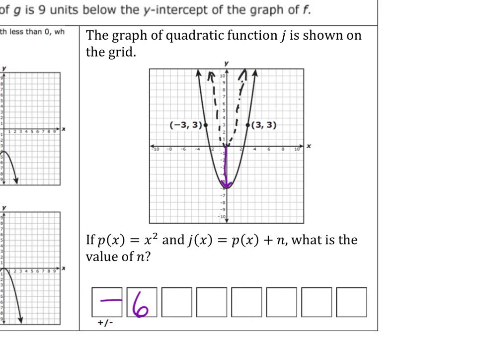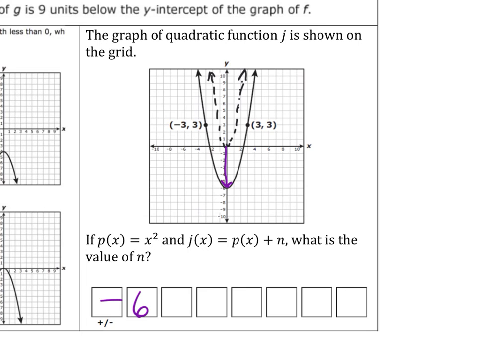It moved down 6 times. So the number that we would have added or subtracted at the end was negative 6. We would have added negative 6 to shift that graph down. It's not a complicated question when you understand what they're asking. They just ask it in a very particular way. You just have to make sure you know that parent function, that it's through the origin.